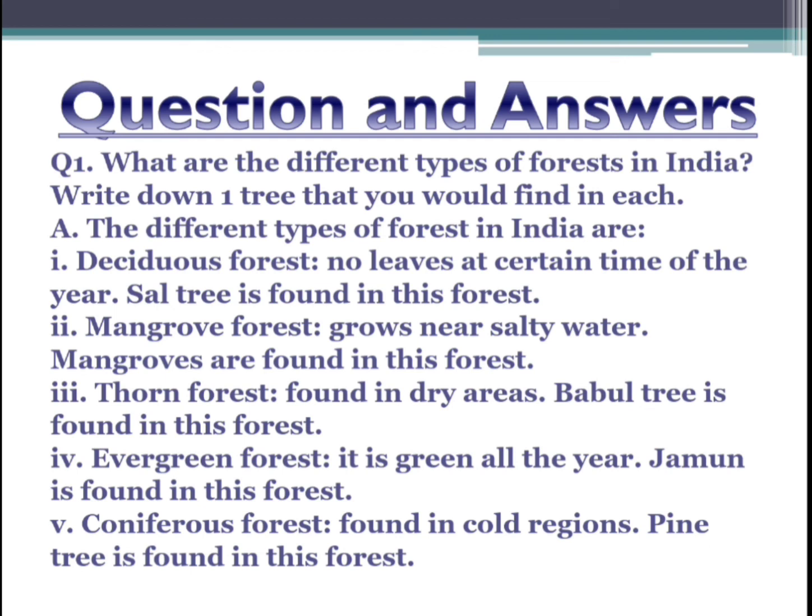Coming to the examples, deciduous forest, write sal. Thorn forest, you can write babul or cactus. Evergreen forest, you can write jamun. Mangrove forest, mangrove plants, trees. And coniferous forest, you can write a pine. Okay, so that the one trees that grow in each group, in each type of forest. Okay, write this answer and please learn it, children.